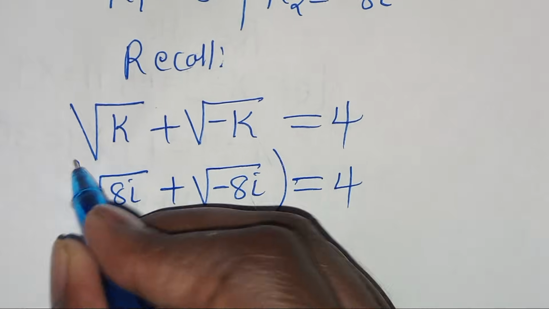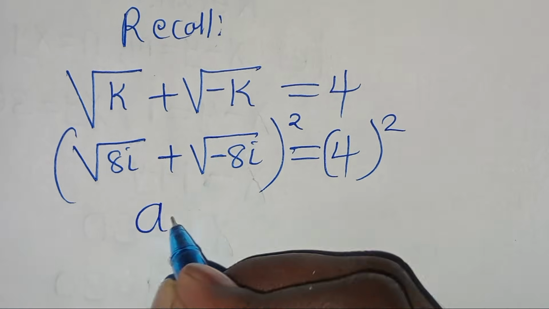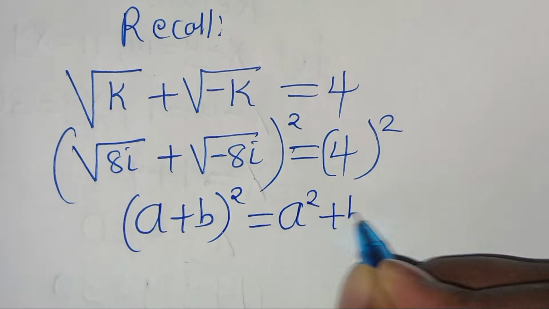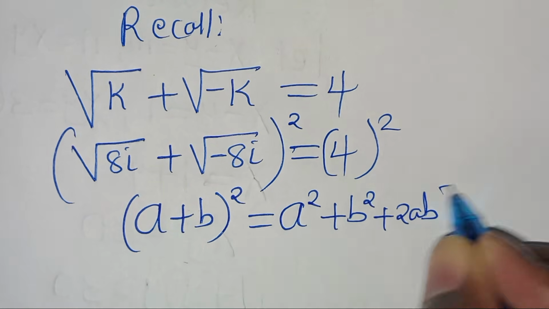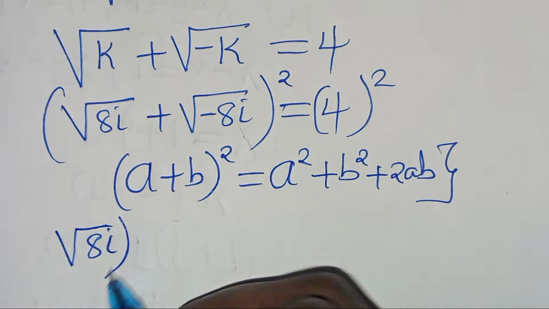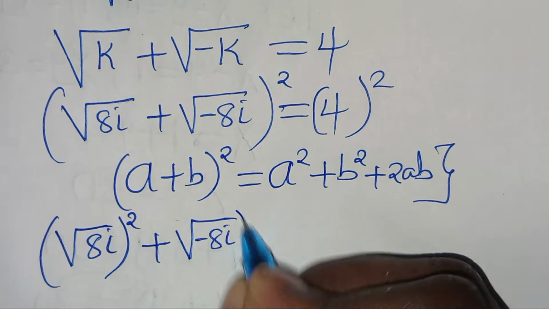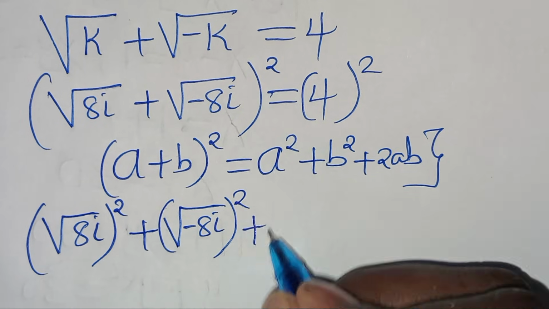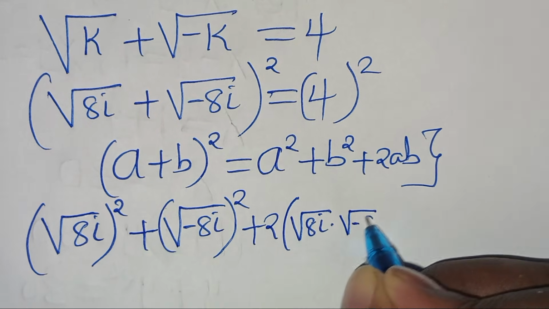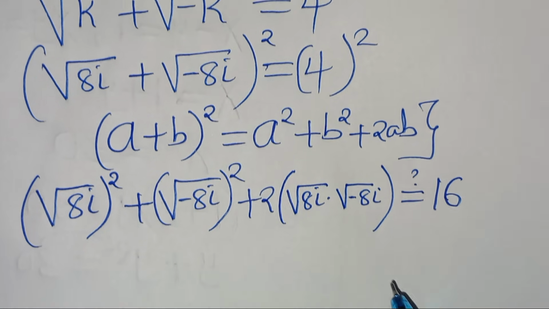So let's square both sides, so that this is in the form of (a + b) raised to the power of 2, which we can express as a to the power of 2 plus b to the power of 2 plus 2ab. Applying this algebraic identity, we have the square root of 8i raised to the power of 2, plus the square root of -8i raised to the power of 2, plus 2 multiplied by the square root of 8i times the square root of -8i. This should give us a value of 4 squared, which is 16.